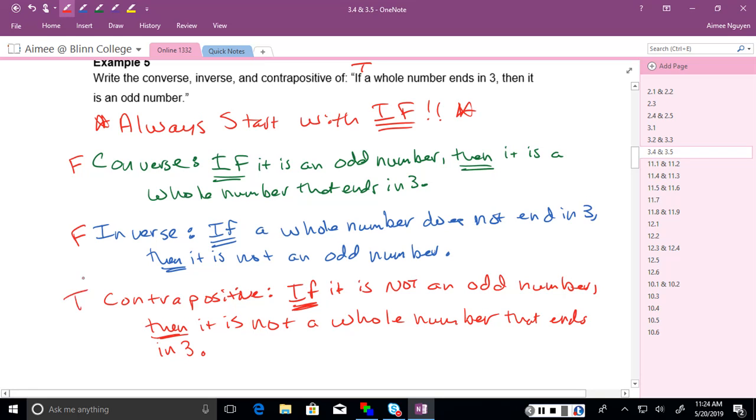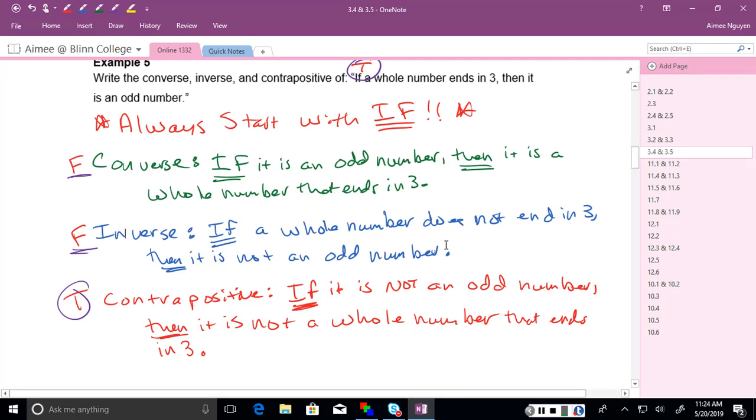So this is true. So this is another way that we can see that the original statement and its contrapositive have the same logical outcome, right? They have the same meaning. And the same thing for the converse and the inverse. They have the same logical outcome, the same meaning.